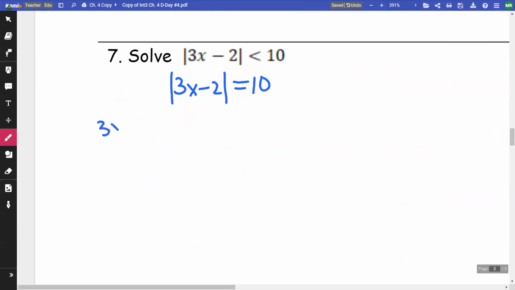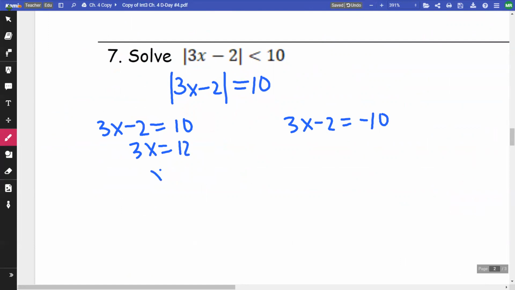So one equation is going to be 3x minus 2 equals 10. The other is going to be 3x minus 2 equals -10. So I get 3x is equal to 12. X is equal to 4 is one boundary point. 3x is equal to -8. X is equal to -8/3.